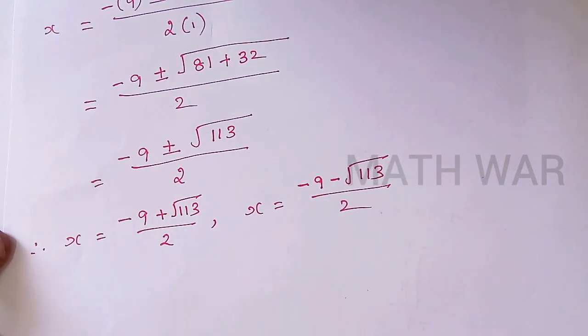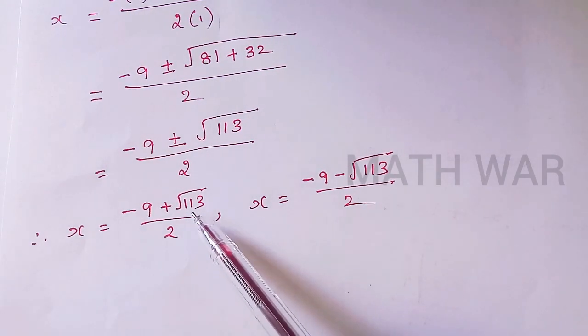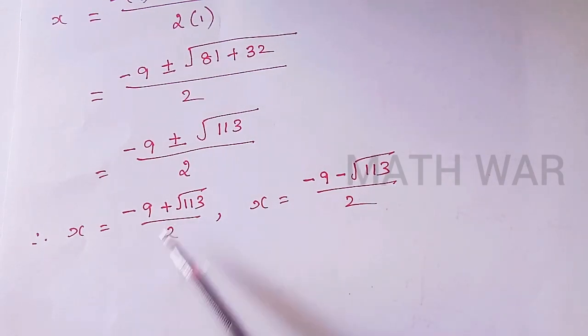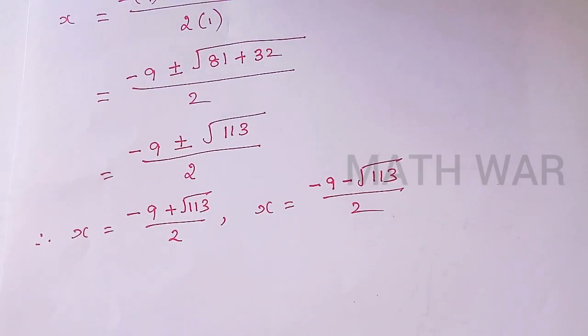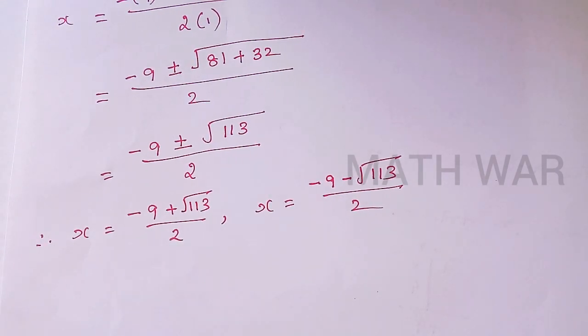So two solutions we got. If we want it in decimal, we can work out the answer. Using logarithms, we can find the value of the square root of 113, and by adding we will get the answer. So two solutions we got using the formula method.